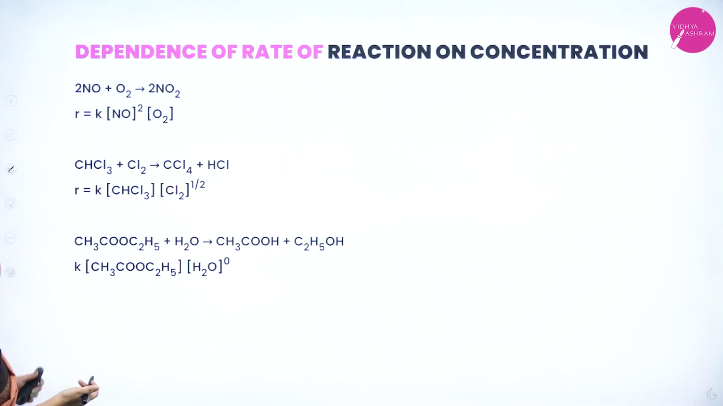So now let's take a few examples here. So the first equation is 2NO plus O2 gives 2NO2. So how can you write the rate law or rate expression?